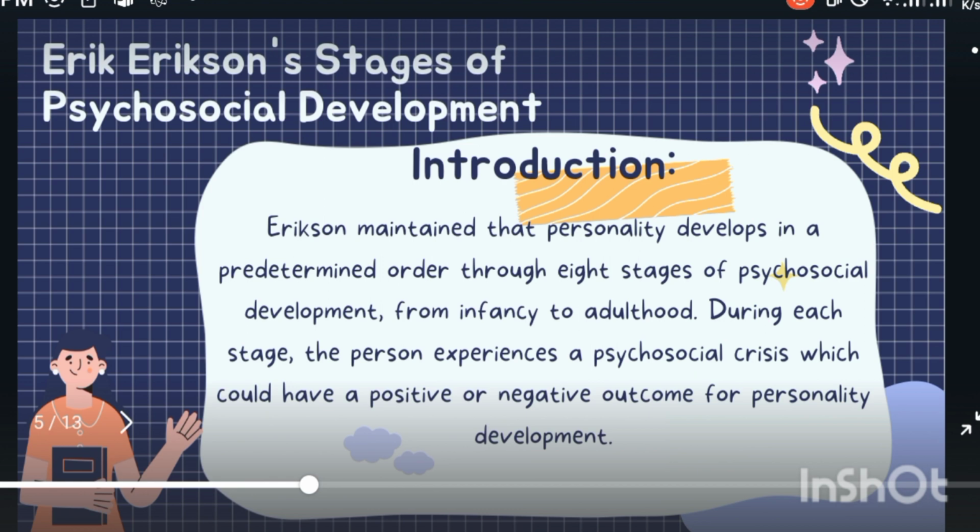That means that all human beings have 8 stages of their psychosocial development. So when we are growing up, from infancy to adulthood, we have different influences on our psychosocial development, from positive to negative, and this is concerned with the word crisis in this theory of Erik Erikson. So let's move forward for the further explanation.